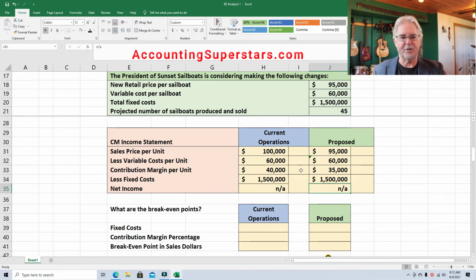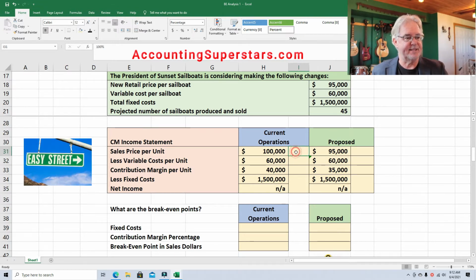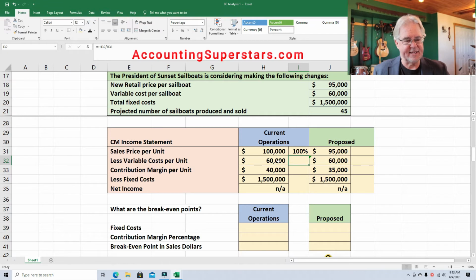Now, the next thing we're going to do, and it's so easy, guys, is find percentages here. And these are also key. It's really important. Easy to do. So sales right here, sales price per unit. Sales is always 100%. Just write down 100%. You don't even have to think about it. The variable cost per unit is going to be 60,000 divided by 100,000, or 60 divided by 100, either way. You get 60%.